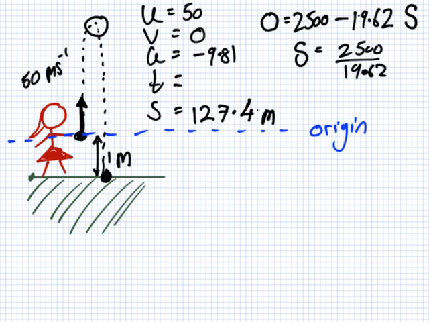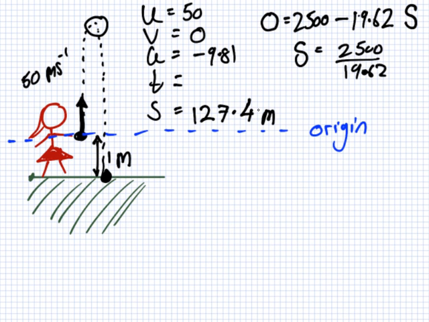So when the ball is thrown from a building, the A is negative because it's still going down, but the U is positive because the ball is going up initially. For me, A is always minus 9.81. It's everything else where I have to think carefully about what signs to use.